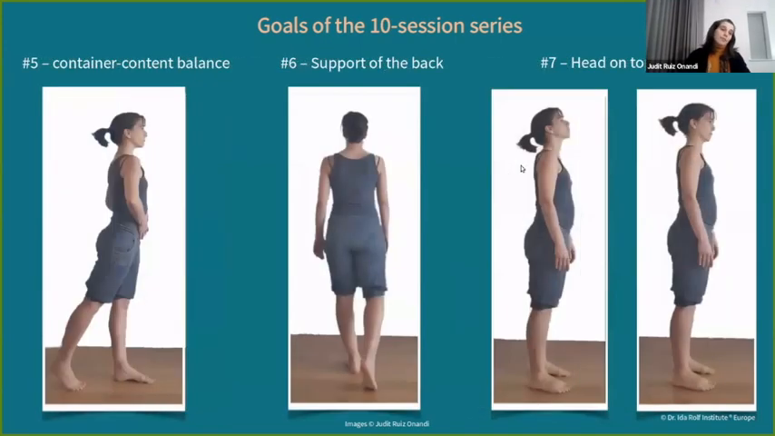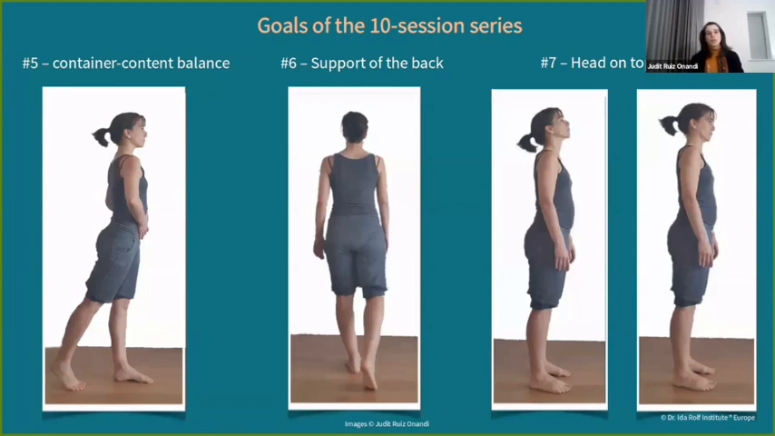Session 5 talks about the balance between the container and content. Container is the more superficial structures in the body, the content being, for example, the viscera. So our viscera, our organs, of course, they are related to the more superficial structures, but they need to have a bit of independence from them.